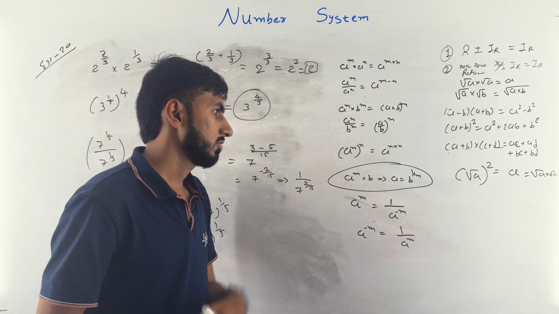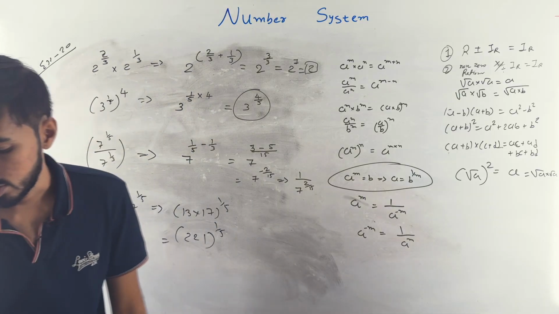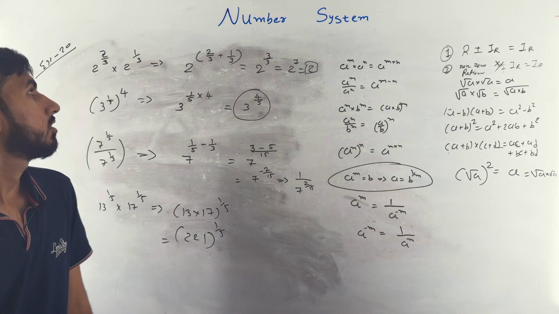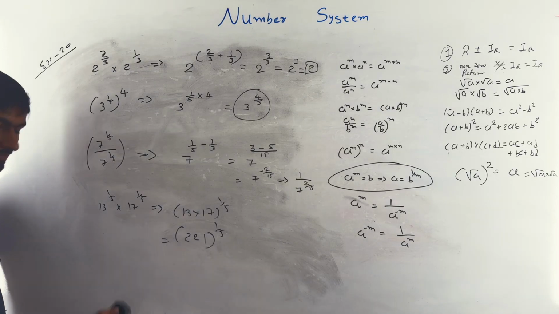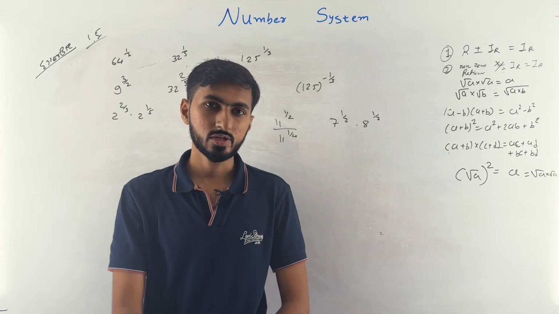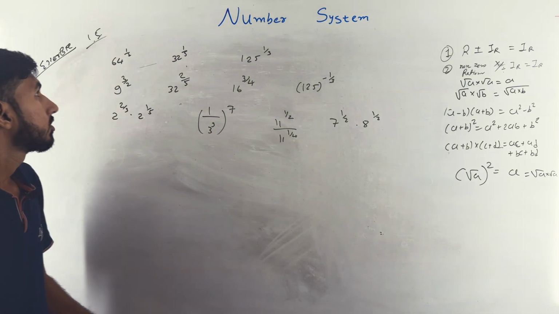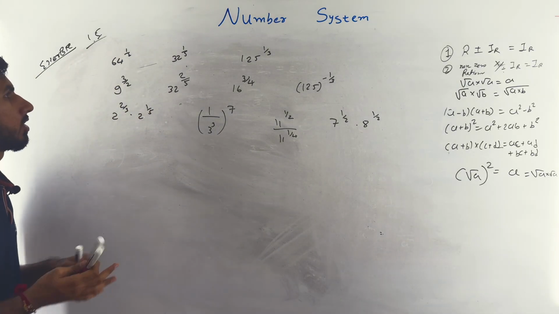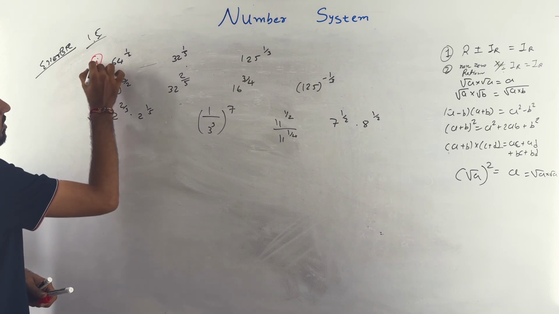So these are the simple rules that if you remember this rule, you can answer this type of question. Now we'll move on to exercise number 1.5, the last exercise of this chapter. We have to find the value of these. We have three questions here.